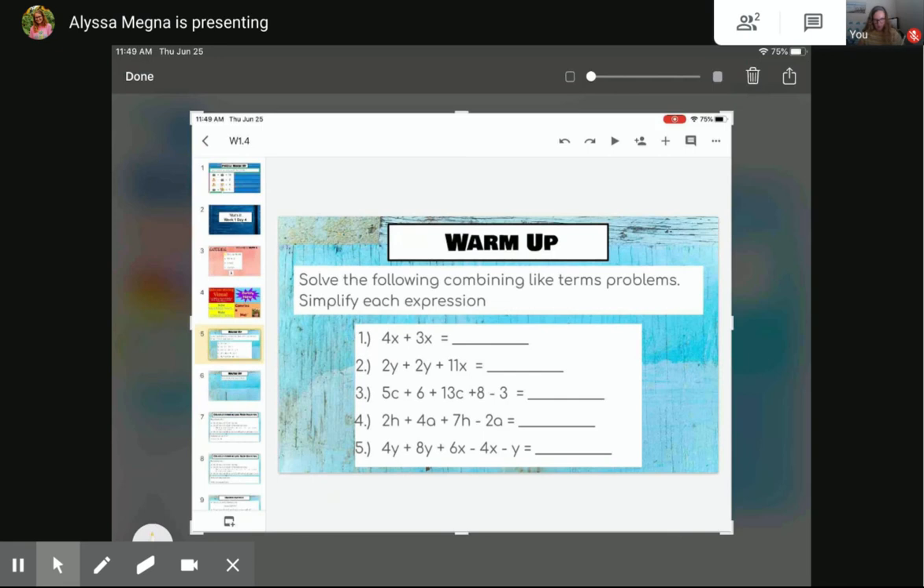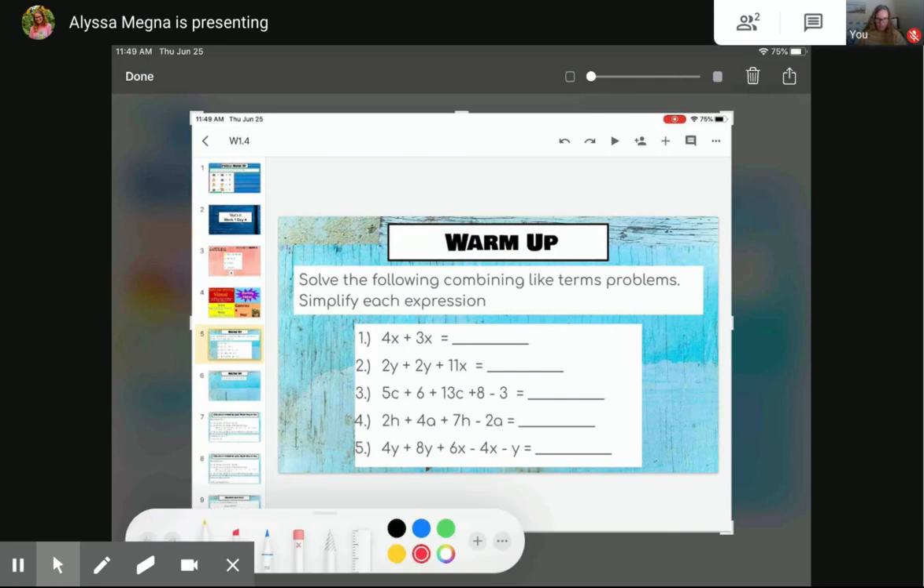Okay, so like before, I'm going to highlight the terms that are the same, so the like terms. If you've got colors at your house, you can underline them, you can highlight them, but make sure you do something to differentiate between what terms are the same and what terms are not.